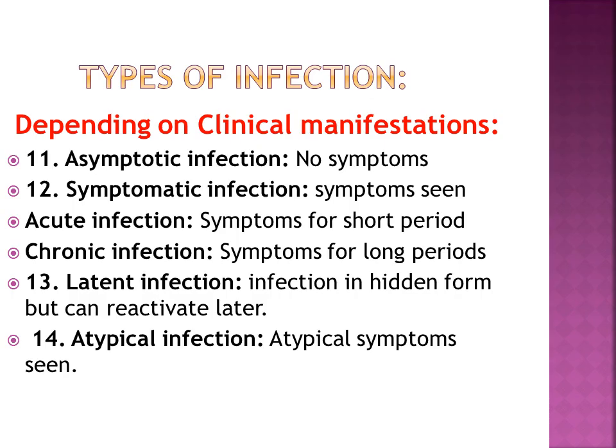Types of infections according to the clinical manifestations. They can be asymptomatic and symptomatic infection. Asymptomatic when no symptoms are seen, and symptomatic when symptoms are seen. It can be acute infection when the symptoms are seen for a short period, and chronic infection when symptoms are seen for a long period, that is more than 6 months of duration. Latent infection is when the infection is in hidden form.